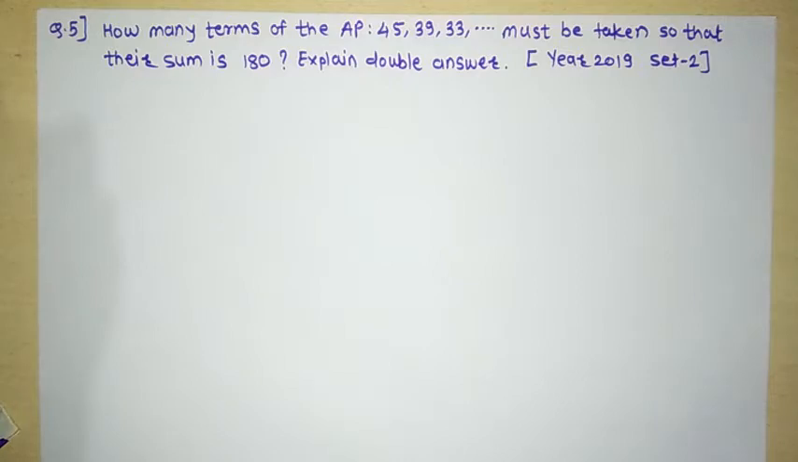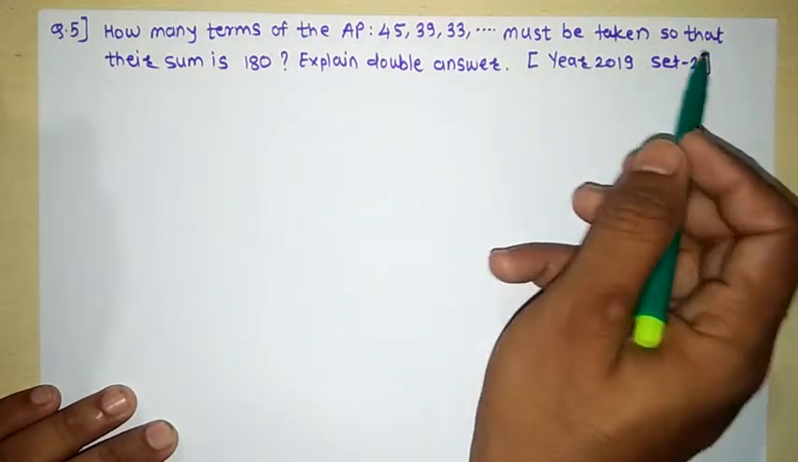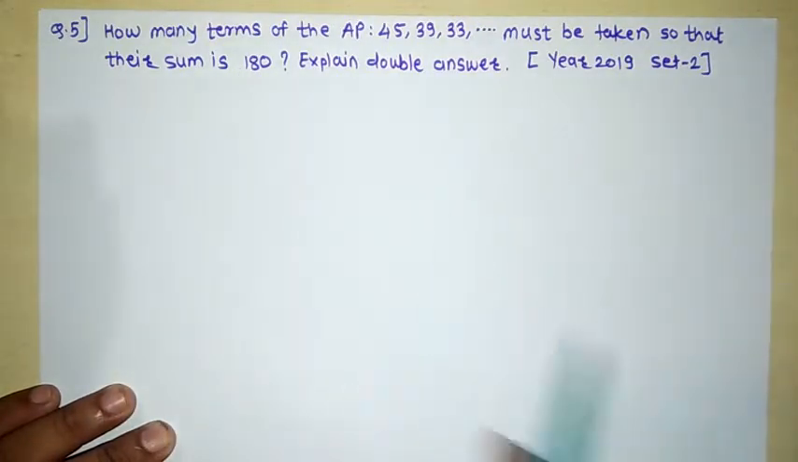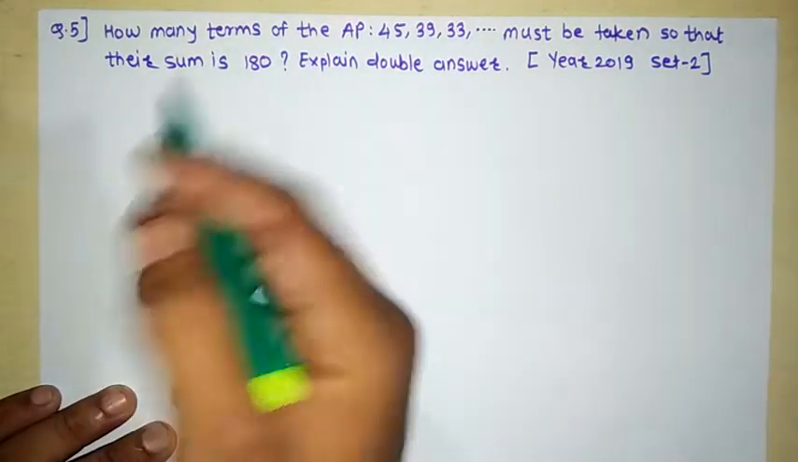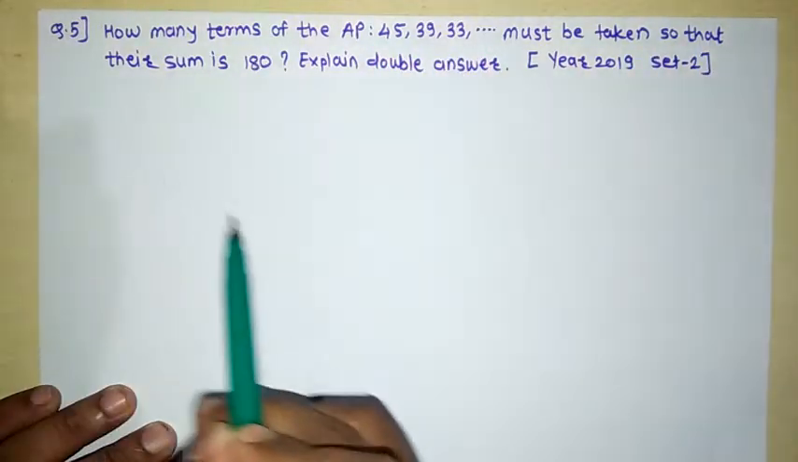Now we will see question number 5. See what is asked in question number 5. How many terms of the AP 45, 39, 33, and so on must be taken so that their sum is 180? Explain the double answer. Here what we have to find, see here friends, how many terms we have to take, कितने terms लेना चाहिए तब जाके उनका sum 180 बनता है.